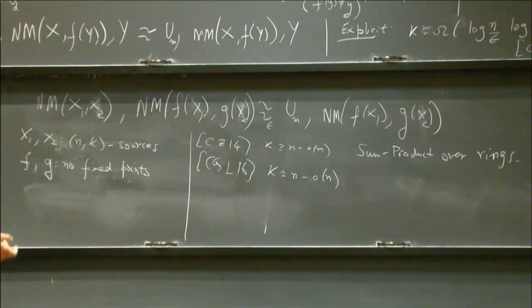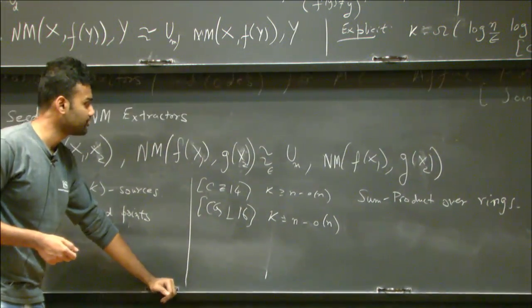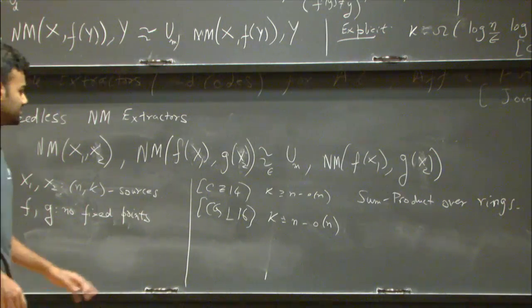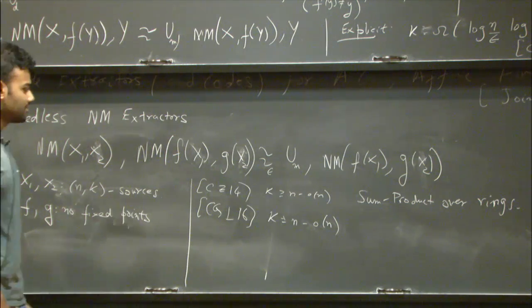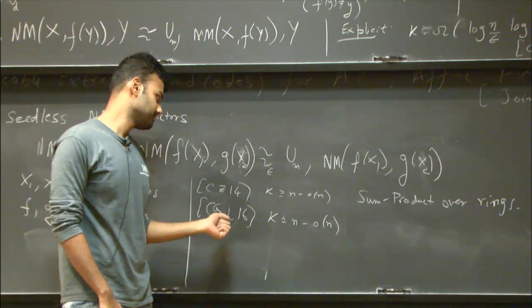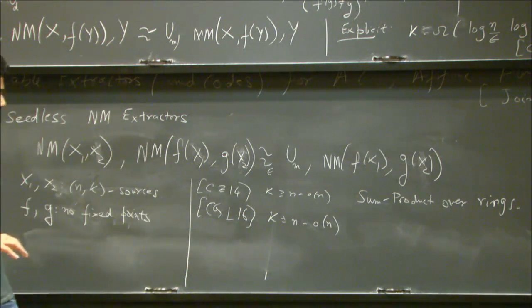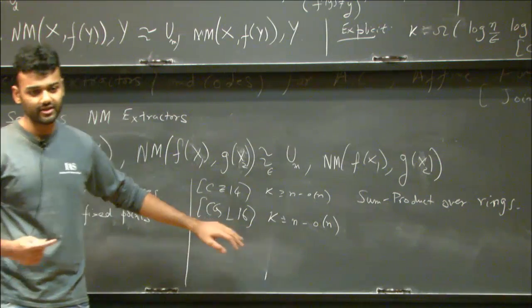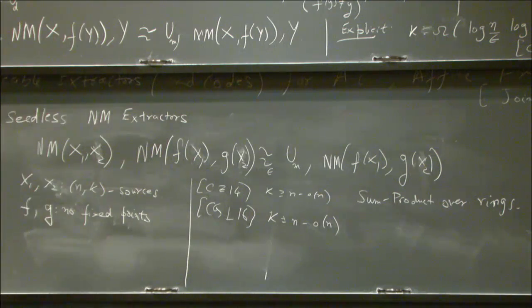Now I'll get to the point of this talk. For 2 sources, this is the best known. Constant rate is open. I'm not sure, but I think one of the sources can be constant rate, but I don't know how to push it for both sources to be constant rate.